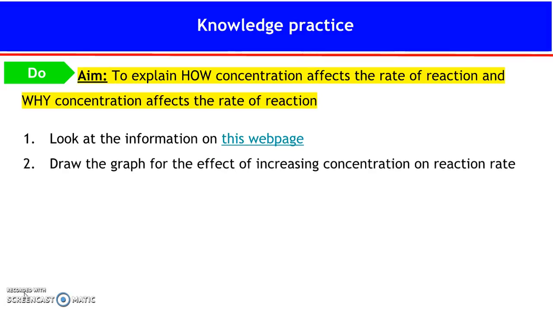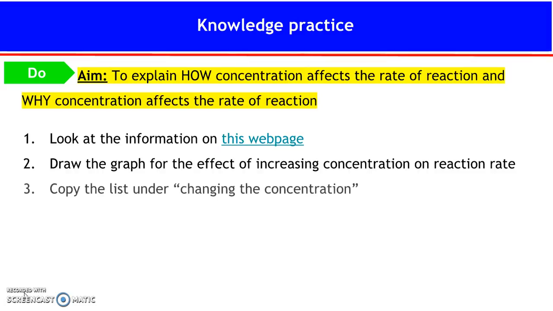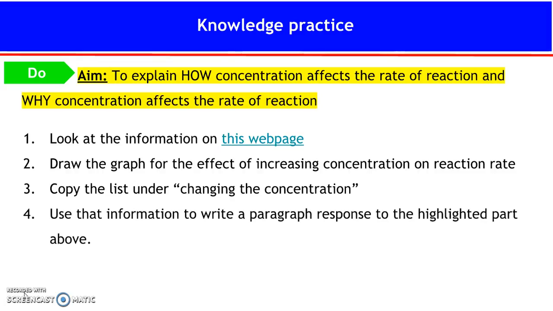And then you've got to draw the graph that is showing the effect of increasing concentration on reaction rate. So you can draw that into your notes, or you can just copy and paste it into your notes or the Google or the drag and drop slide. And then you're going to copy the list under changing the concentration. Again, you can copy and paste that, or you can write it into your notes. And then you're going to use the information to write a paragraph answering the part above. So I'll talk you through that as we go.